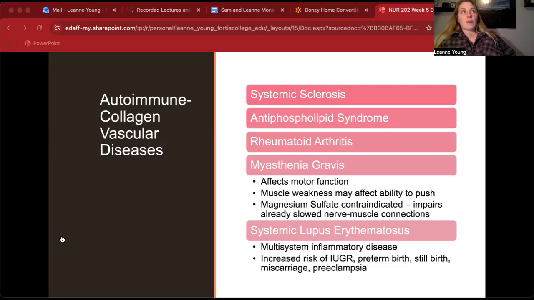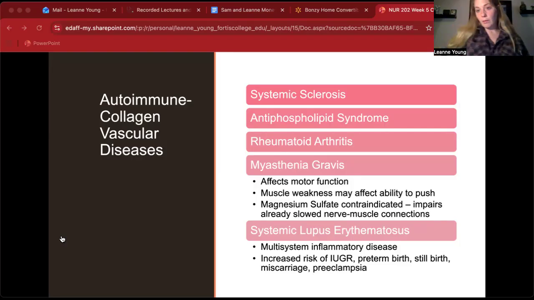So, if you have a patient who has an affected motor function, they're not going to be able to push as effectively as a patient who does not have myasthenia gravis and who does not have any impairment. So we need to be able to assist them into different positions that will aid them in pushing rather than just encouraging them to push in a way that their body is not capable of.